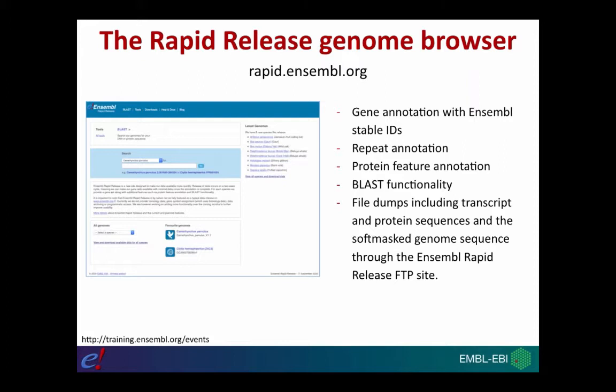The protein features across transcripts and the proteins that they encode are annotated as well. We have BLAST functionality, so we have a BLAST tool available for you to perform some sequence-based searching. And finally, we also make file dumps available through our FTP site. So this includes transcripts and protein sequences in FASTA format, the soft-masked genome sequence, as well as other file types available through the Rapid Release FTP site, which we're also going to explore today.